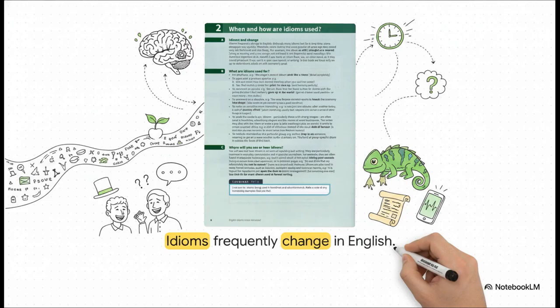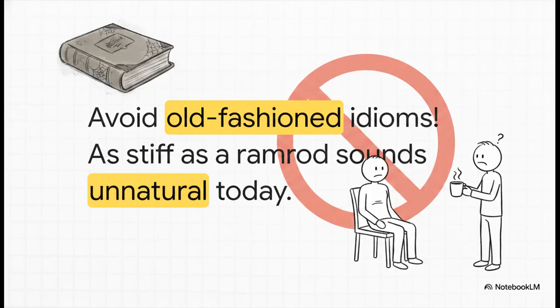If you just memorize a giant list of idioms without knowing their current modern context, well, you might end up sounding very strange to modern ears. And this really brilliantly illustrates the huge danger of learning conversational English entirely from old books. Our source text gives a perfect example of this, the idiom "as stiff as a ramrod," which means sitting with a very, very straight back.